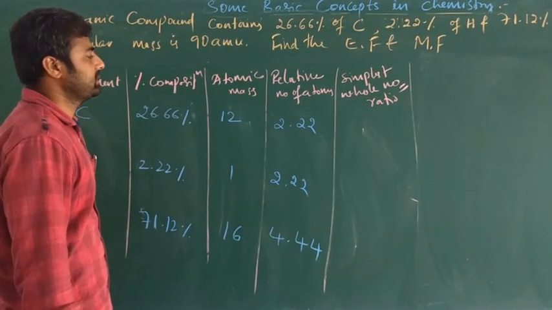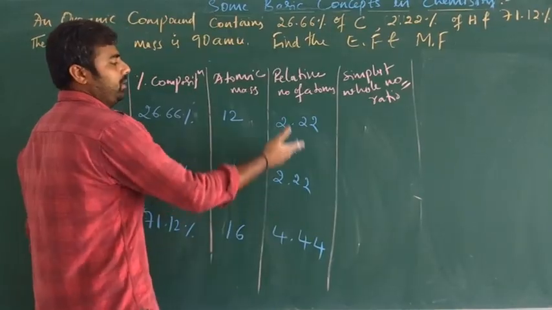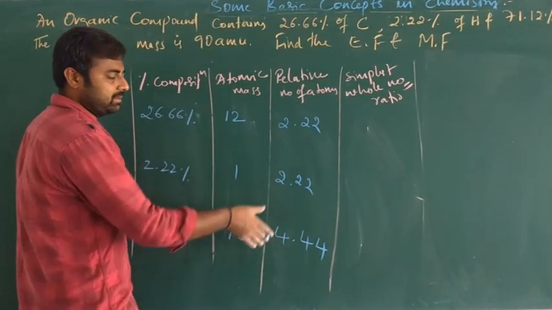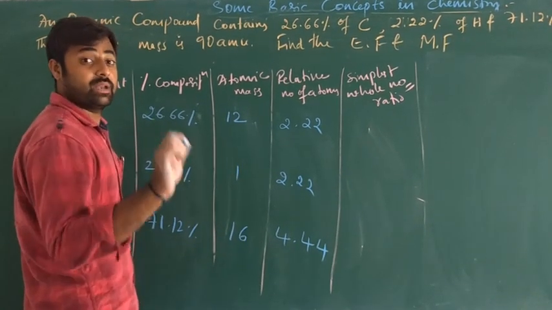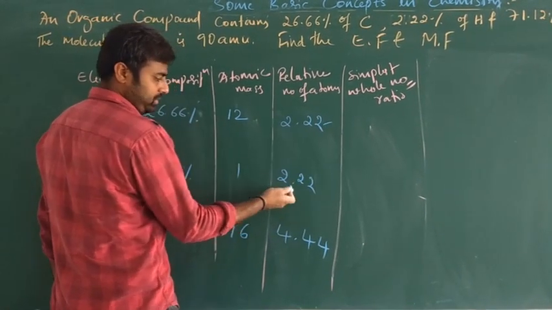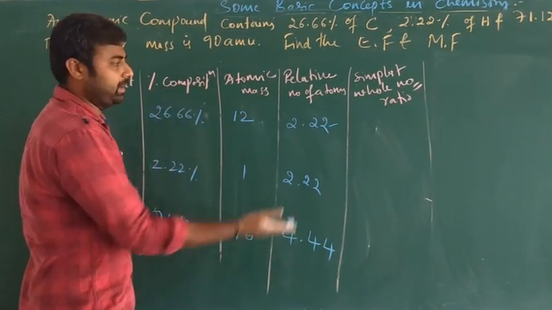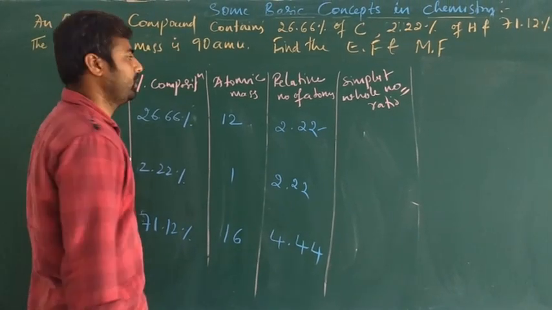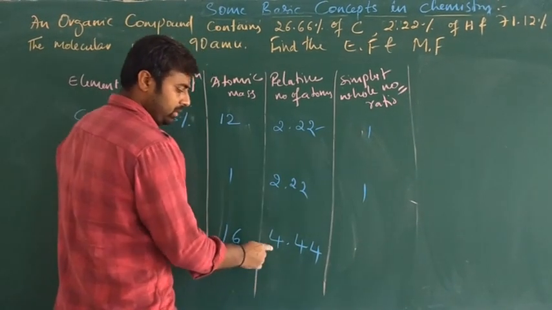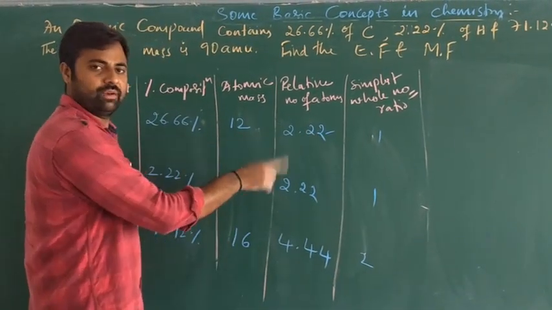The numbers are obtained in this column. Then you have to calculate the simplest whole number ratio. How? The numbers obtained in the relative number of atoms column are divided by the smallest number of that same column. So which one is the smallest number here? 2.22, 2.22, 4.44. Of course, 2.22. You divide all these numbers by 2.22: 2.22 divided by 2.22 is 1, 2.22 divided by 2.22 is 1, and 4.44 divided by 2.22 gives 2. So this is the simplest whole number ratio, 1, 1, 2.